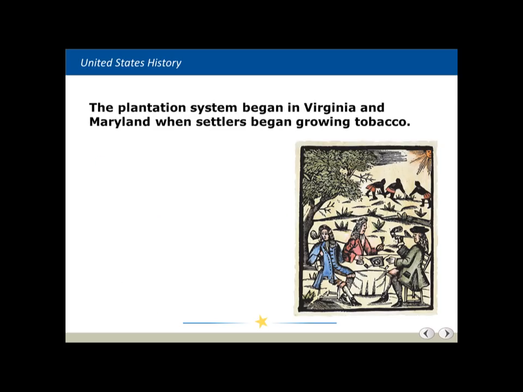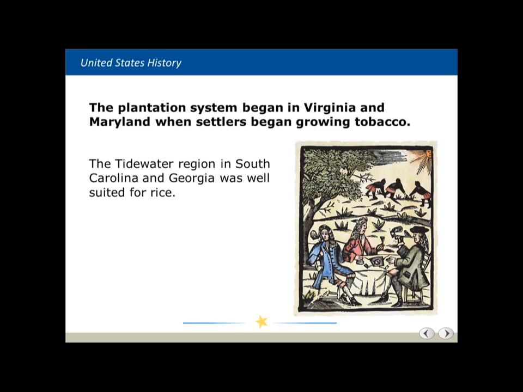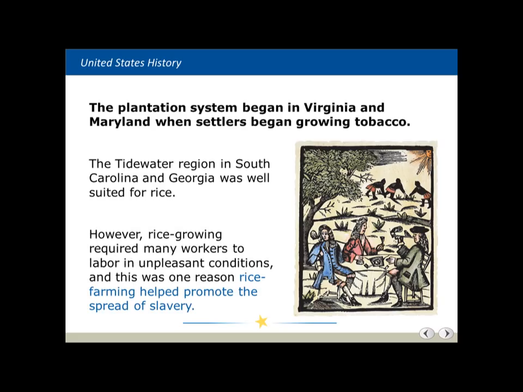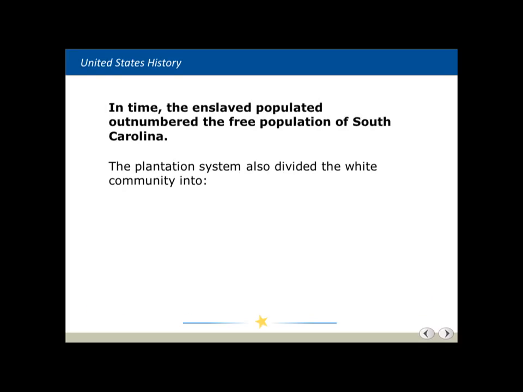The plantation system began in Virginia and Maryland when settlers began growing tobacco. The Tidewater region in South Carolina and Georgia was well suited for rice, so these are the big cash crops in the area. Rice growing required many workers to labor in unpleasant conditions. This was one reason rice farming helped promote the spread of slavery. In time, the enslaved population outnumbered the free population of South Carolina. So you begin to have a racial divide in the South as well.